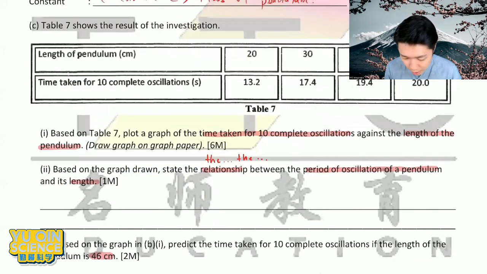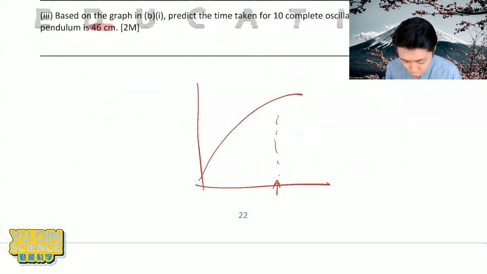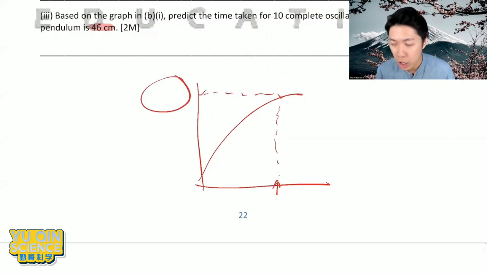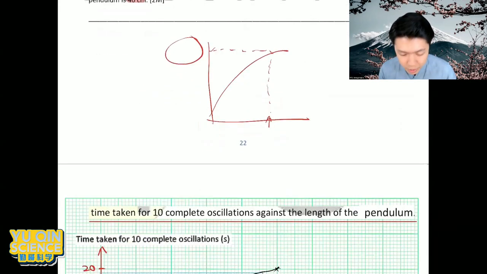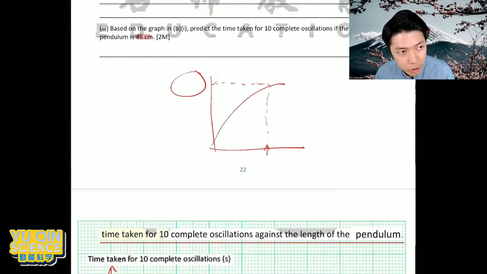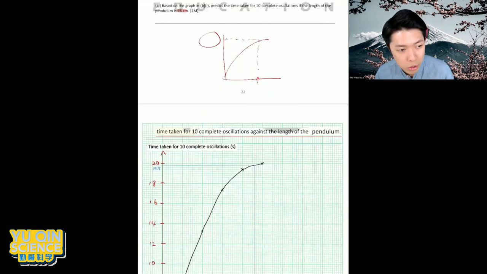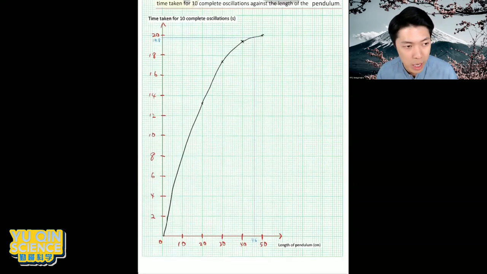Basically, you draw, right? At the 46, you have to mark a dot, then you find the answer. So you'll try on that, yeah? So here is a glance of how the graph is, everybody, there you go. But you will learn it in the video.